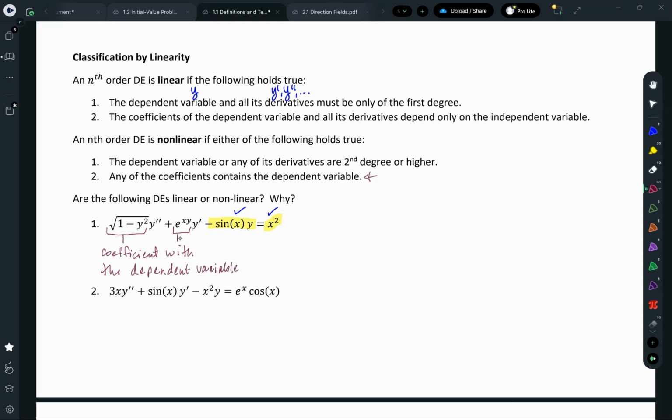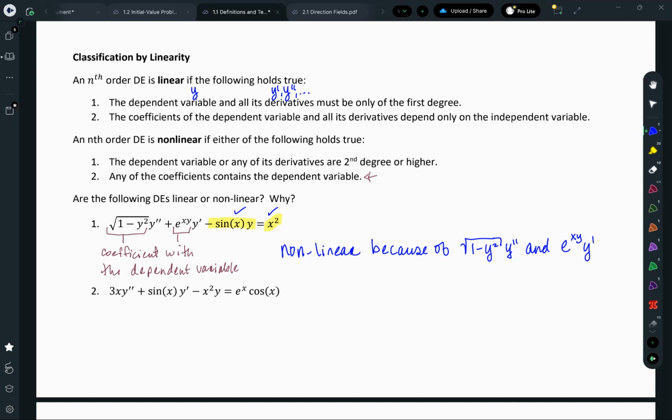And same with e to the xy. So those are both no good, and that is why we would say that this is non-linear, and it's because of the square root of 1 minus y squared with the y double prime and the e to the xy with the y prime. Okay?